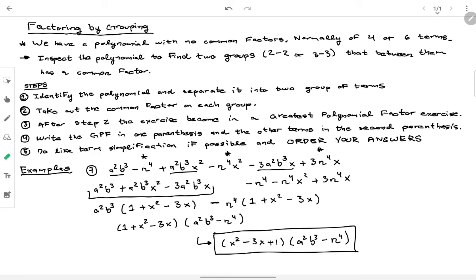So this type of exercise is called factoring by grouping. We only need to identify the polynomial, inspect it, and after that separate it in groups of terms that have a common factor between them. Remember, if our group of terms is 4 of them, we will use 2 groups of 2 and 2. If we have 6 terms, then we will do 2 groups of 3 and 3 terms, and it will become a greatest polynomial factor exercise after using the common factor between each group. So it's everything for today. That was the topic called factoring by grouping.